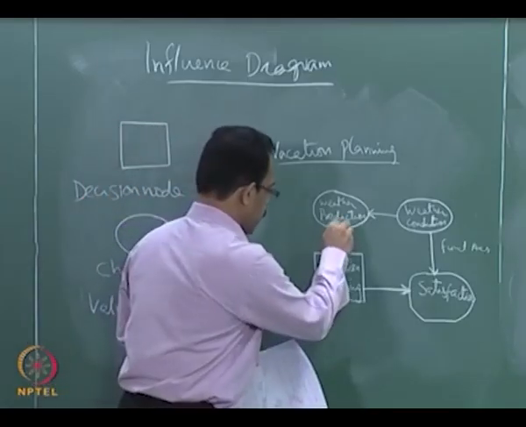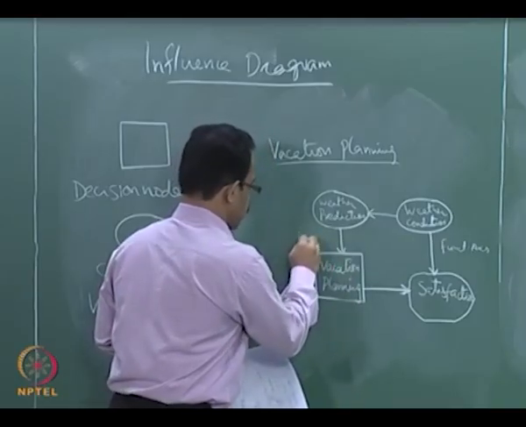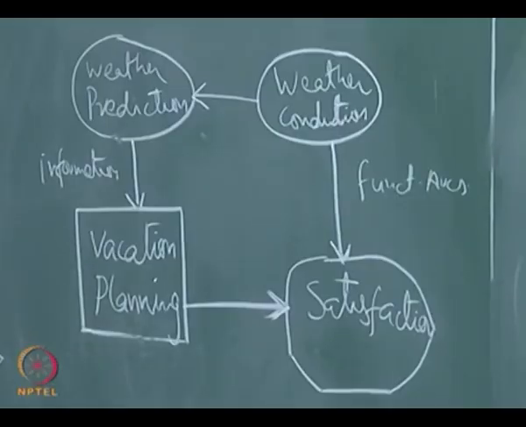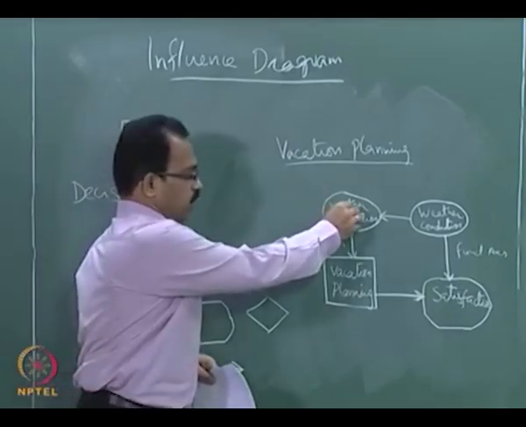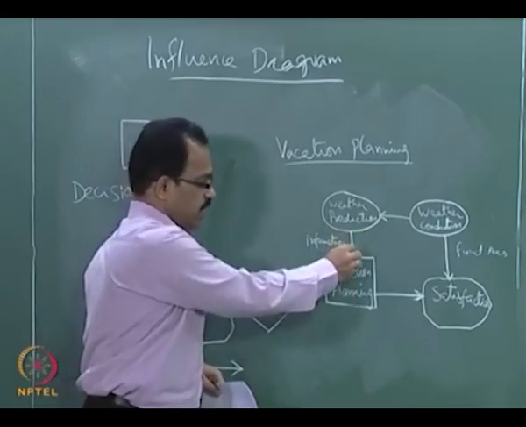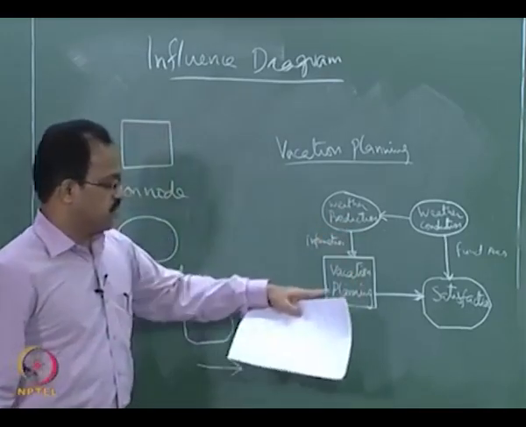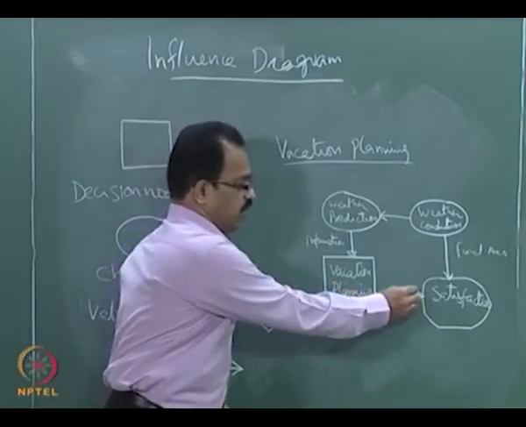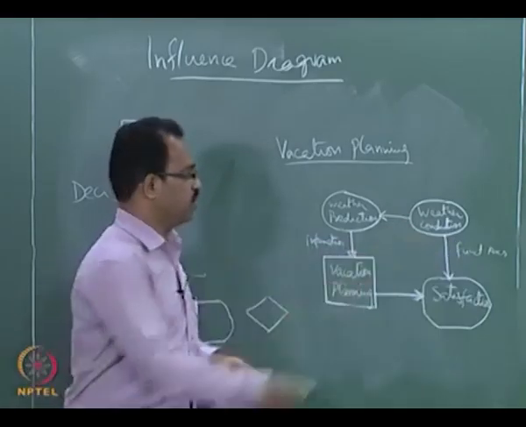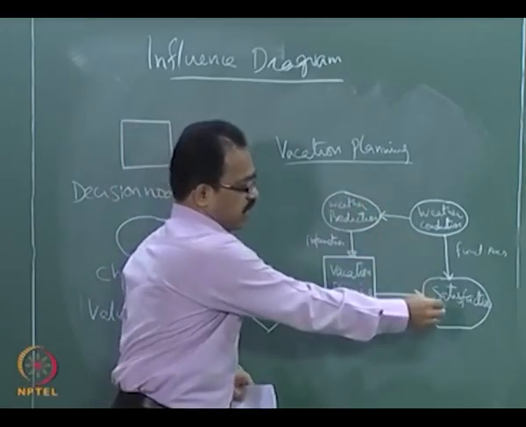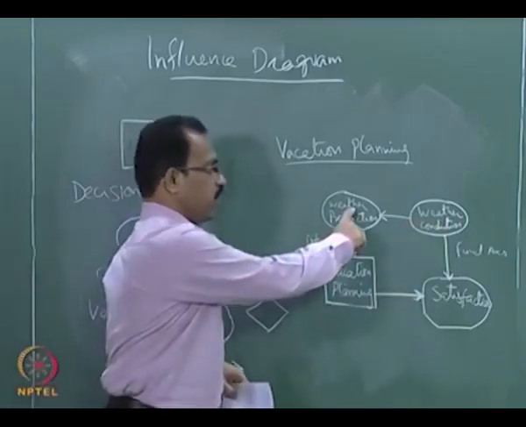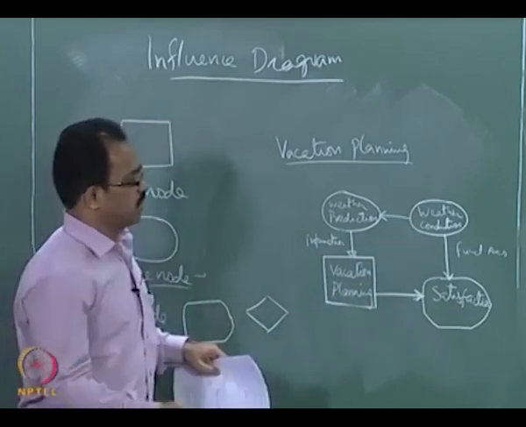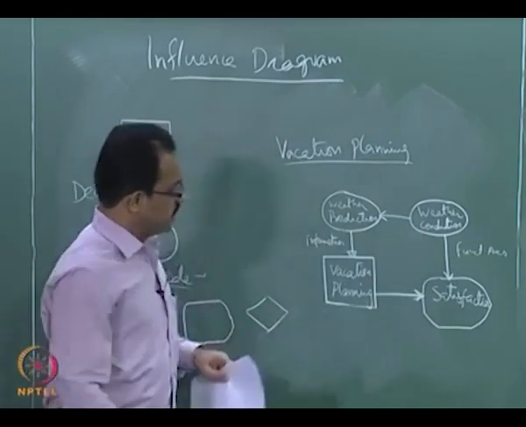And then we have an information arc here. You can see that the weather information is used for the vacation planning. That is why there is an information arc which influences the decision of vacation. Depending on the weather prediction, the vacation planning will be done, and then lead to the satisfaction depending on the actual weather condition. The satisfaction has no relation to the weather predicted, and vacation planning has nothing to do with the weather condition, because we do not know the weather condition.